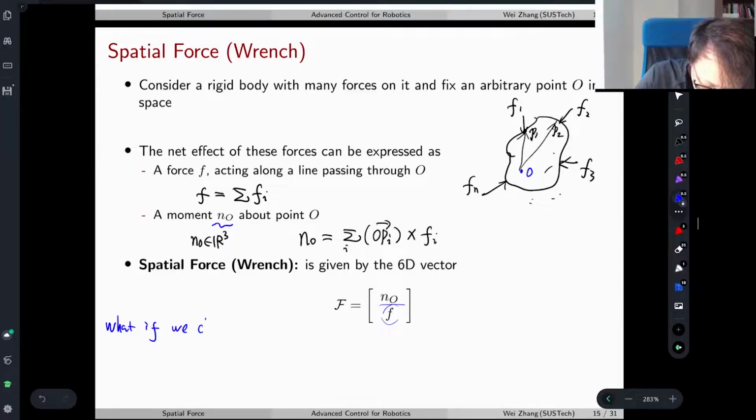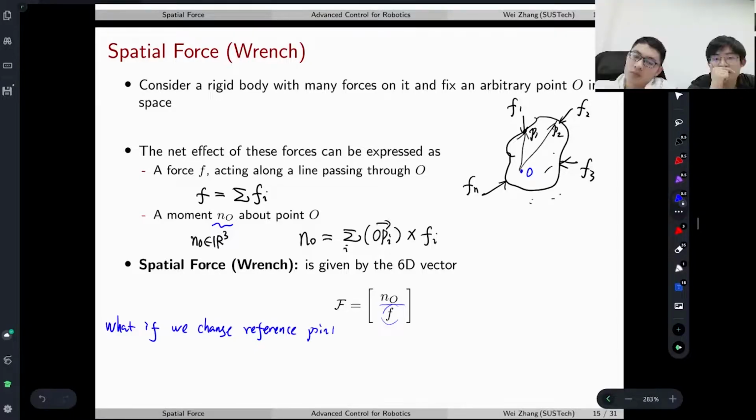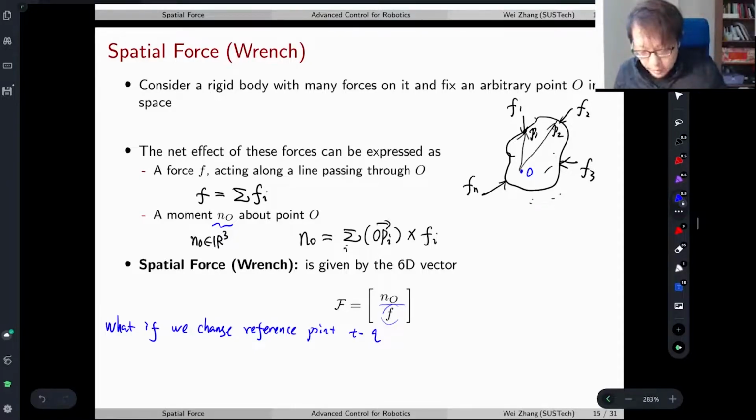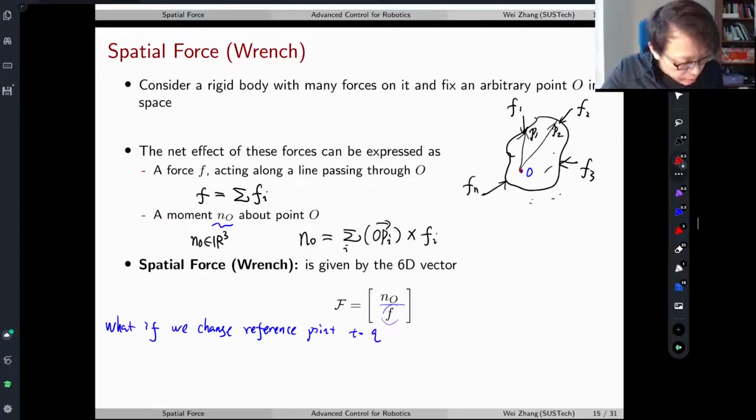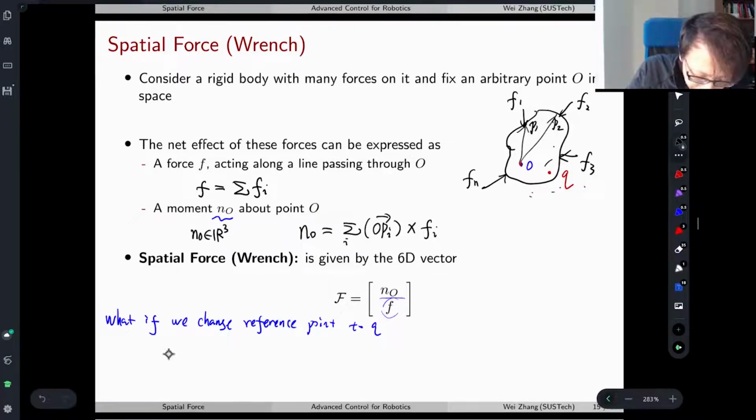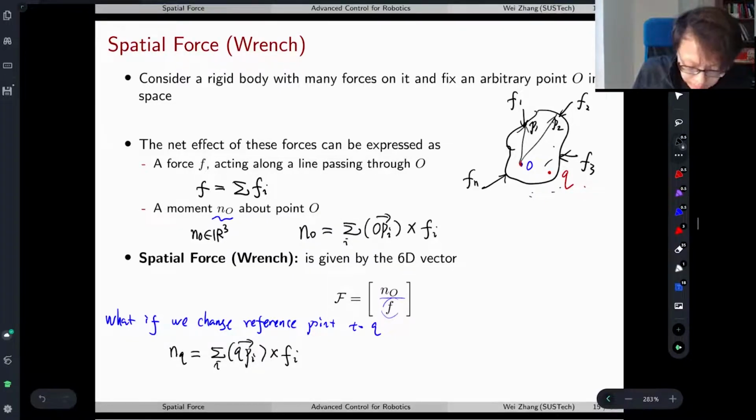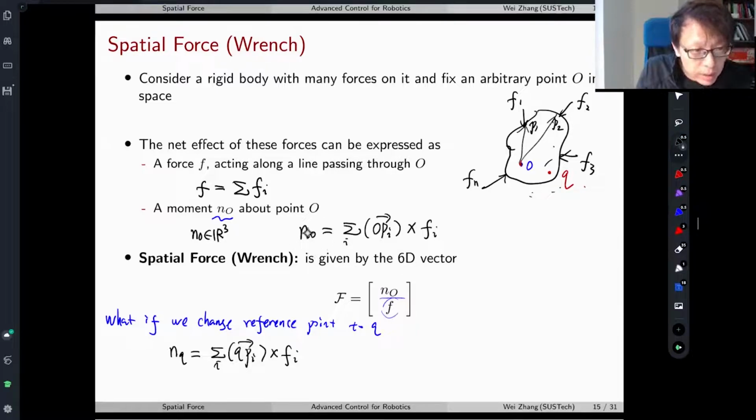what if we change our reference point to, let's say, Q. So I'm no longer interested in the moment about O. I'm interested in another point, which is Q. Let's say this is my Q. Then by definition, NQ is nothing but the summation over i of the vector from Q to Pi cross Fi. It's the same, all right? But I want to relate it to my previous reference. So let's see how they're related.